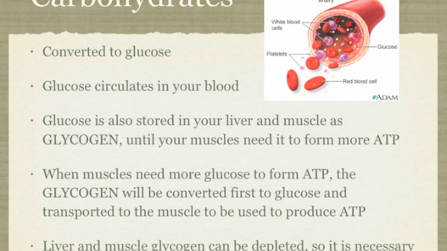Liver and muscle glycogen are storage forms of glucose, and they are very dependent on our diet and our training. When we train, we deplete our muscle glycogen, but when we eat a diet rich in carbohydrates, we restore our muscle glycogen.